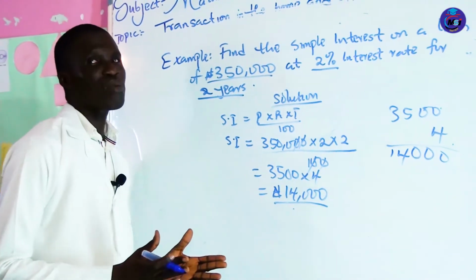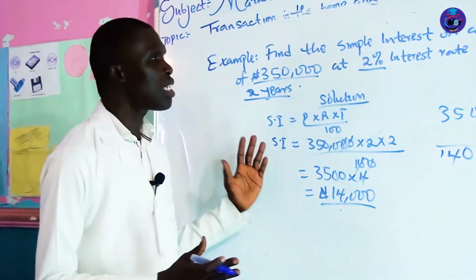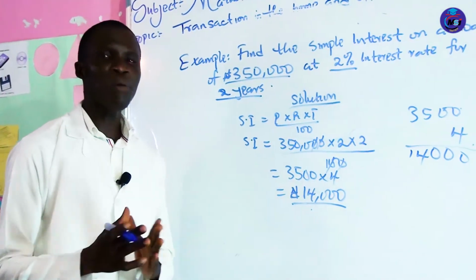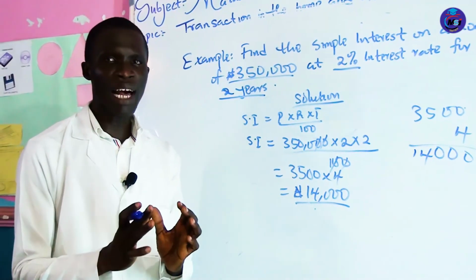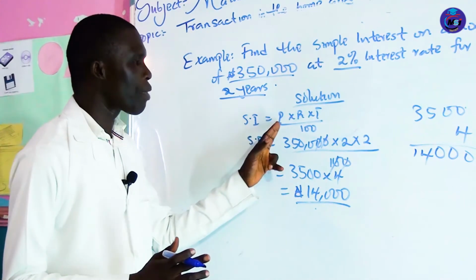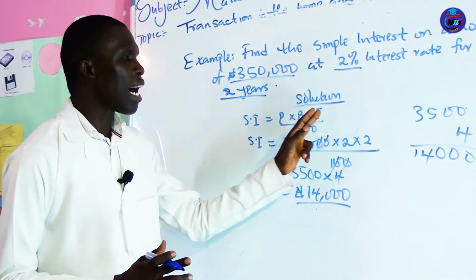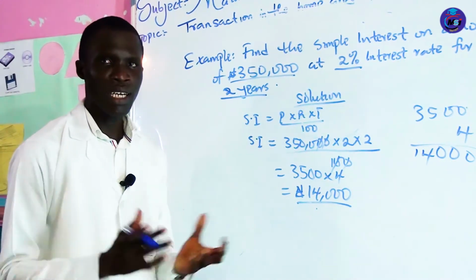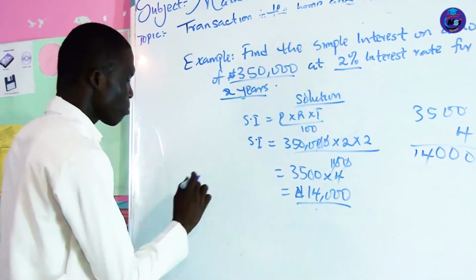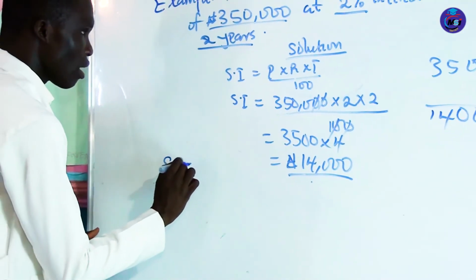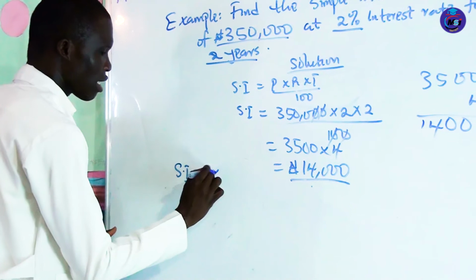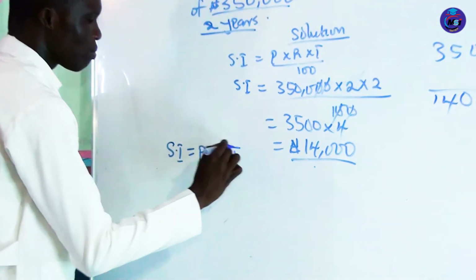I may not have time to solve more questions on this simple interest, but I'm going to give you a short formula on how to find your P, how to find your R, and how to find your T. Can we quickly do that? Okay. SI equals to P times R times T.